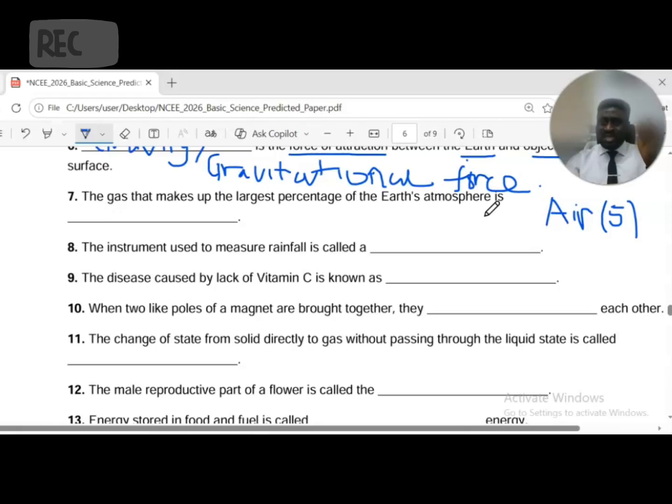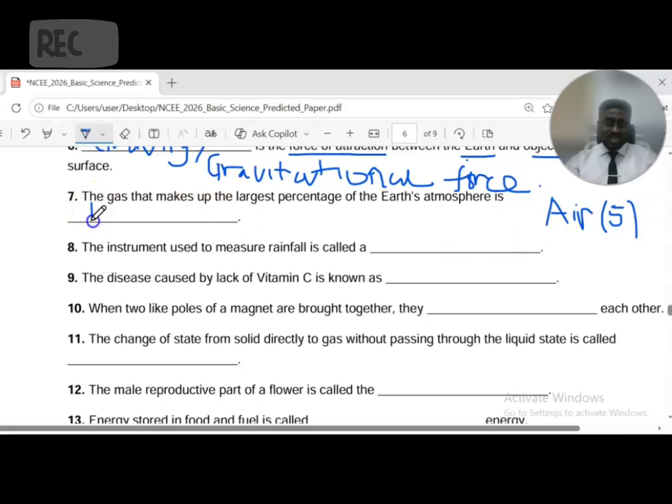Then the next gas after oxygen is carbon dioxide, or carbon 4 oxide. It is 0.03% of the air composition. Then we have trace gases. Trace gases are gases that are in small quantity in air. Then we have what we call the noble gases. So these 5 gases, nitrogen, oxygen, carbon dioxide, trace gases and noble gases form the 5 components of air. So from my analysis, you can already tell the answer.